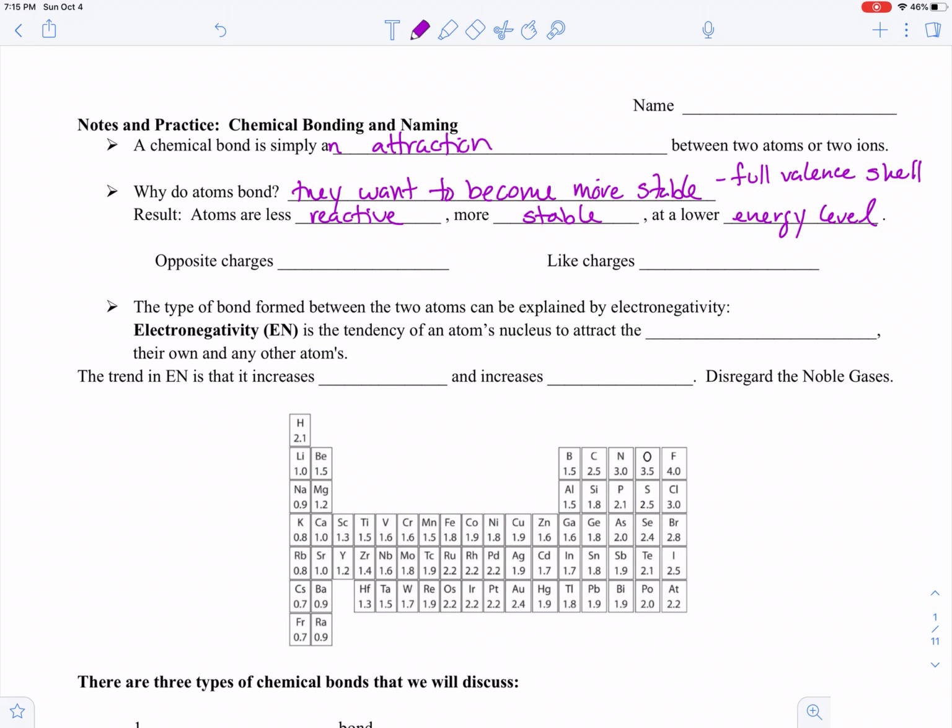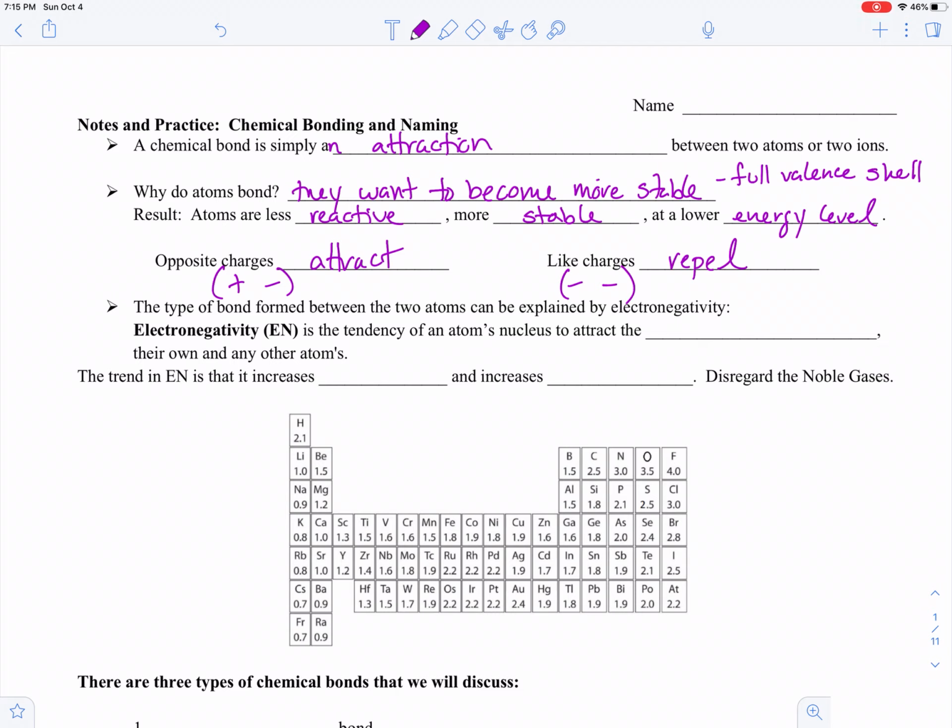As a reminder, opposite charges repel. Just kidding. Opposite charges attract, where like charges repel. So remember, positives and negatives will attract one another, and charges like negatives and negatives will repel one another.